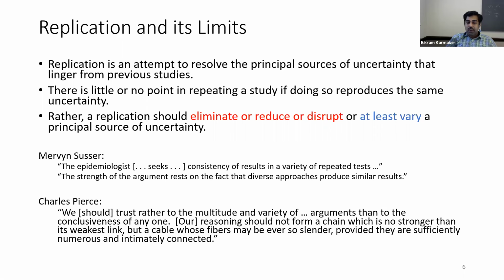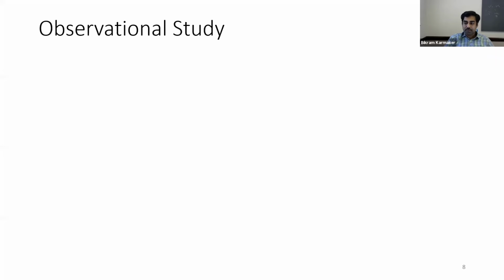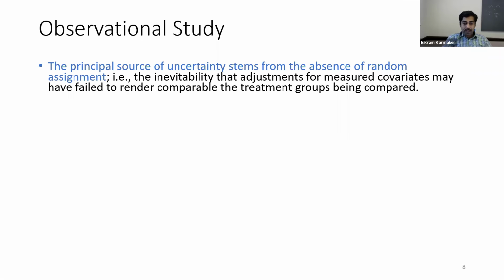So this is sort of a thought exercise, and I give you a context to it. But what do we learn from that for us? We are interested in causal questions. We are interested in causal effect of some exposure on some outcome, and we are interested in observational studies. So let's focus on observational study. In an observational study, the principal source of uncertainty stems from the absence of random assignment. That is, the inevitability that adjustments for measured covariates may have failed to render comparable the treatment groups being compared.